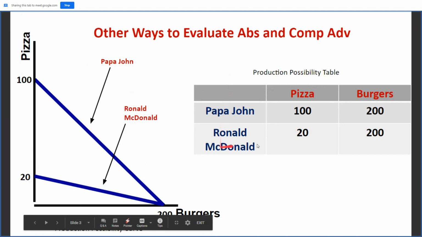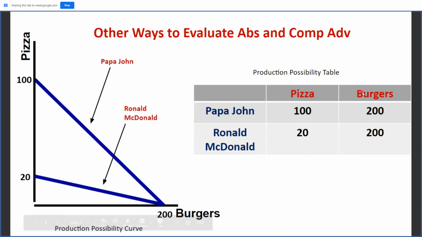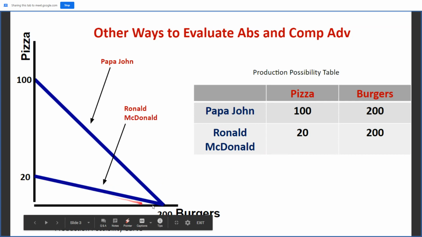And then you could also use a table. Oftentimes a table might be a lot easier too, and I'll show you how to solve with a table in the next slide. But we're just looking at the maximums. We got 100 and 200. We've got 20 and 200.